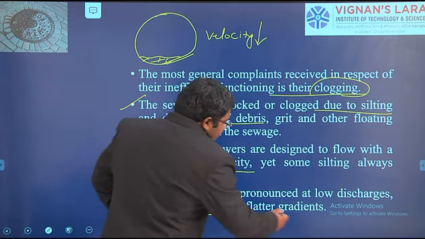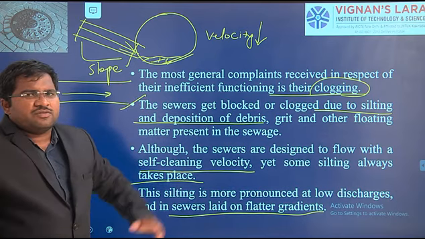A sewer has to be laid with a slope. This is upstream, this is downstream. Flow will take place very freely. Suppose this pipe is laid flat, you can't expect the flow. It will be in a standstill condition. Since it is open channel flow, water may not flow on flat ground.